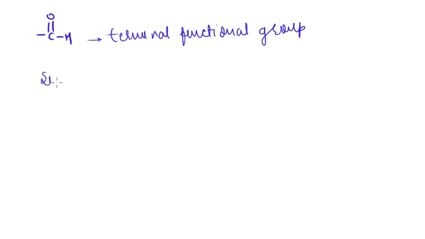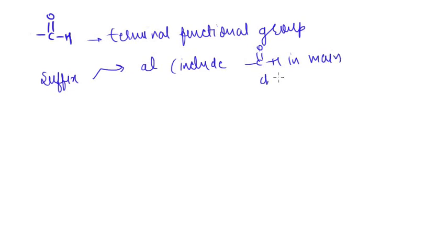Now what are the suffixes we use for them? Suffix we use for them is -al if we include C double bond OH in the main chain. If we include that C double bond OH in the main chain, then we will be naming it as an aldehyde. Otherwise, if we do not include, we will be naming it as a carbaldehyde.